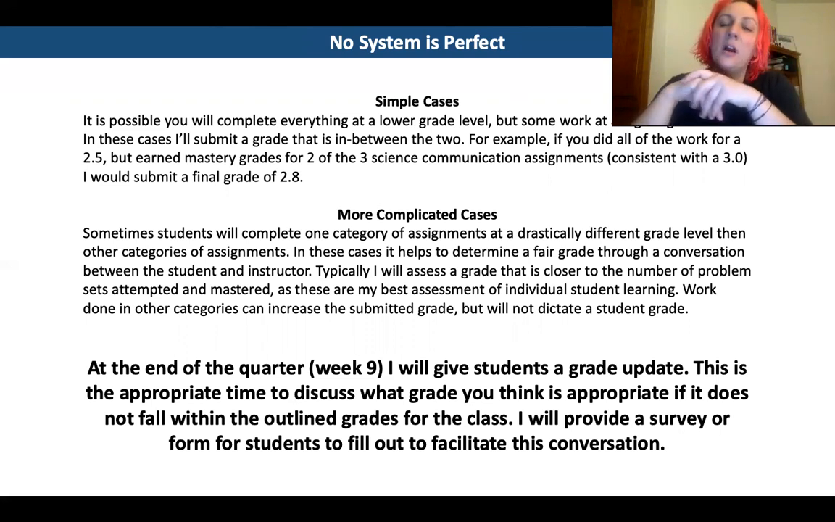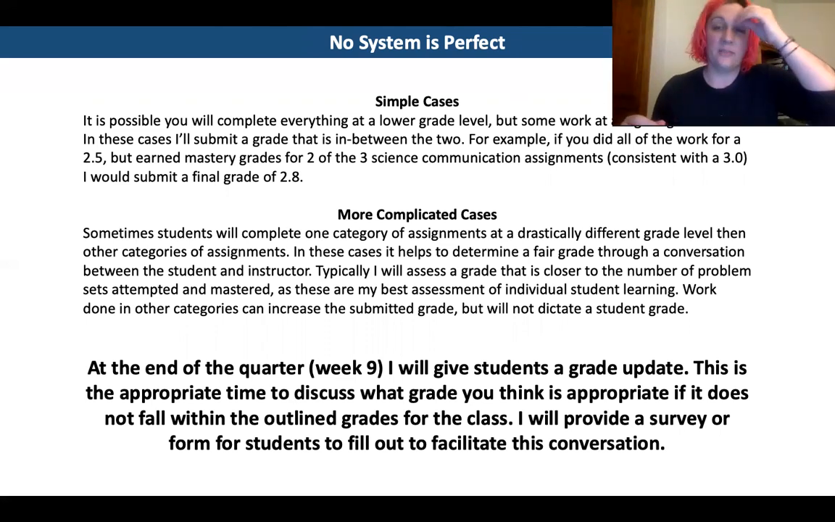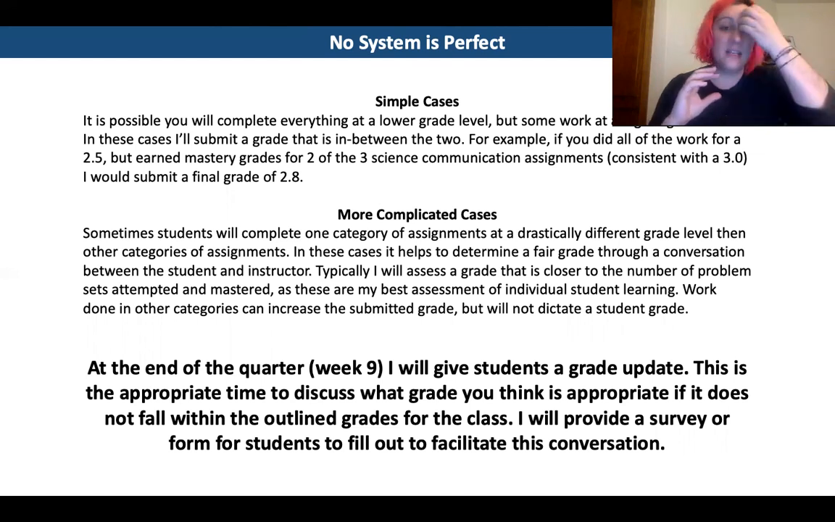Now, there are more complicated cases that I run into. And in these, usually what I see is dramatically different grade levels for the different types of assignments. Like all of the homeworks are perfect, but only like 3 exams have been completed. So it's like the student is a 4.0 student in the homework and a 0.0 student in the exams. These are hard to work off of. And so it works best if I can actually talk to the student and we kind of develop an idea of what is a fair grade through a conversation.